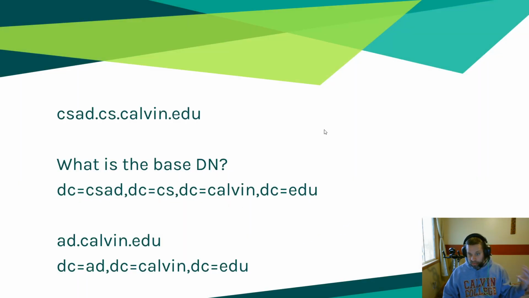So let's take the csad.cs.calvin.edu domain. What is my base distinguished name, or my base DN, for that? Well, I'm going to split all these into domain components and add commas between them. So DC equals CSAD, DC equals CS, DC equals Calvin, DC equals EDU. Calvin's main Active Directory is ad.calvin.edu. And in order to split that one up, it would be DC equals AD, DC equals Calvin, DC equals EDU.